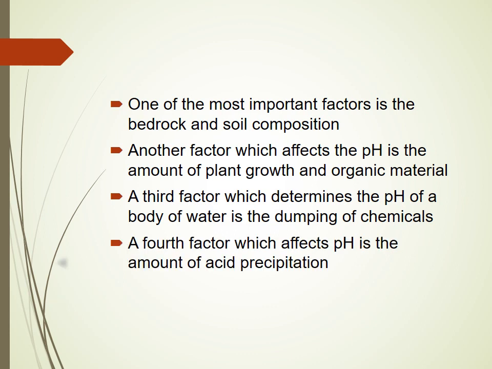Then the third factor which changes the pH of the water is the dumping of chemicals into the water by different kinds of industries, individuals, or communities, and that's why again it changes the pH of the water. Then another factor is the amount of acid precipitation that falls in the water body. You know that acid rain is caused by nitrogen oxide or sulfur dioxide, and that's why such water which contains acids, that is acid water, when mixed in the water bodies and the ground, again changes the pH.